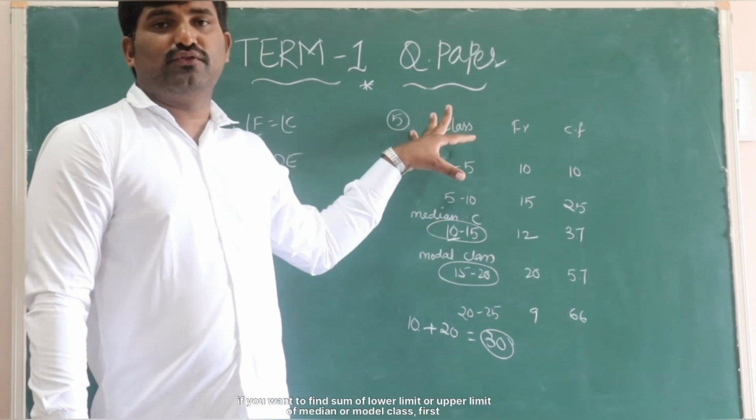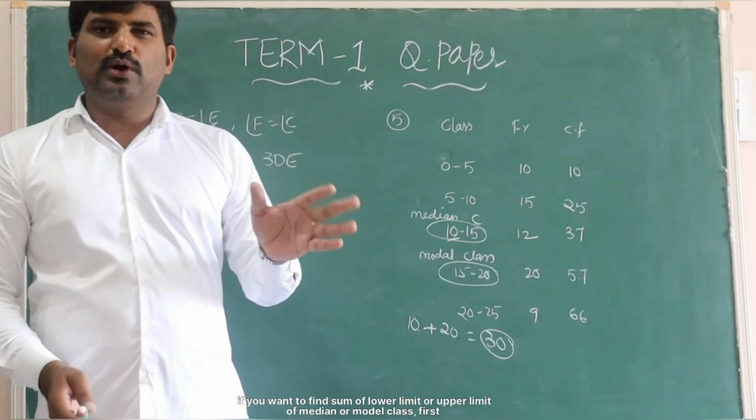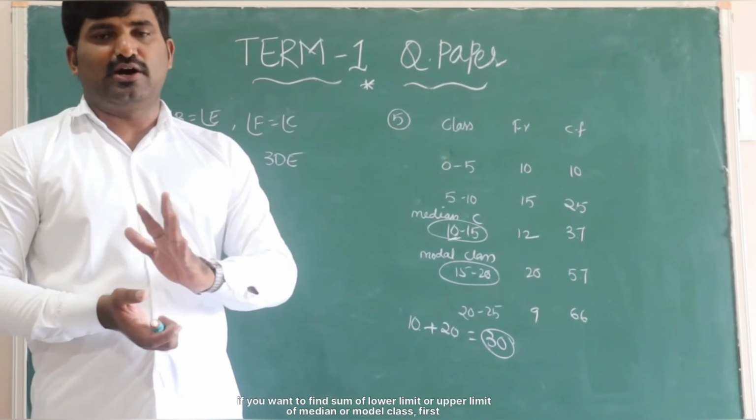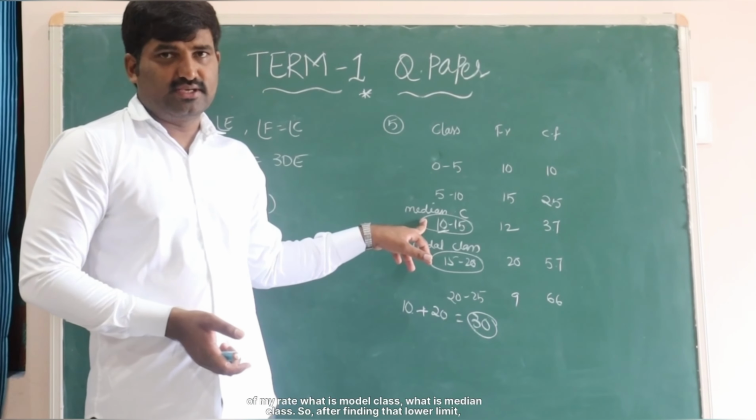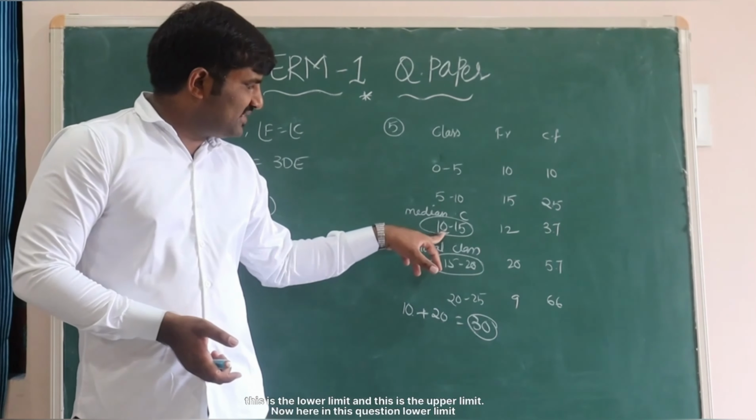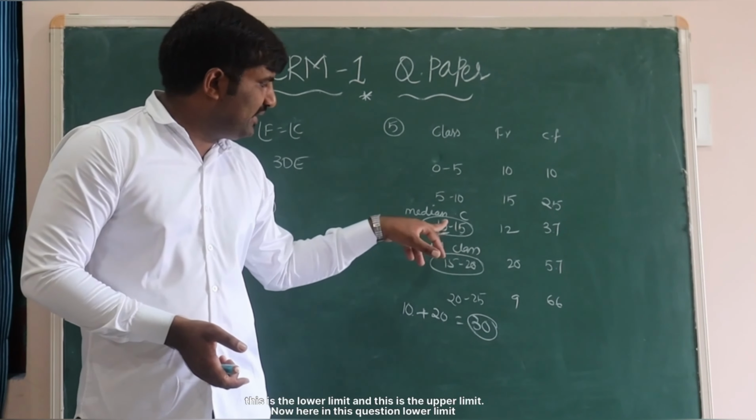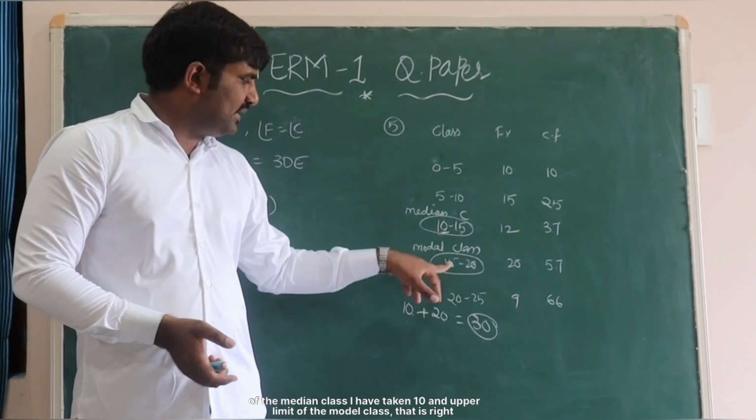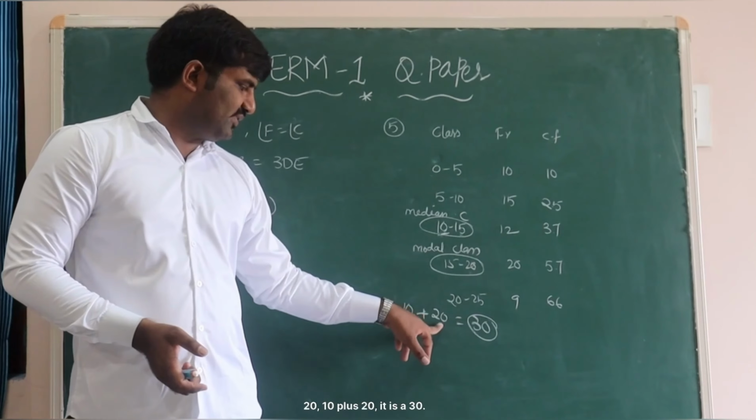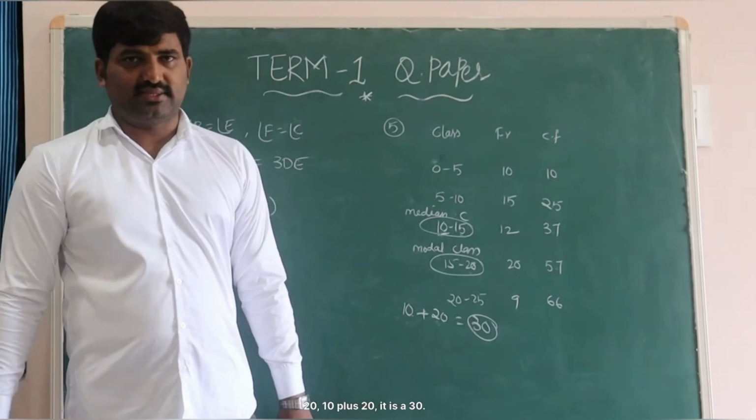Here, if you want to find the sum of lower limit or upper limit of the median or modal class, first find what is the modal class and what is the median class. After finding that, this is the lower limit and this is the upper limit. Now in this question, lower limit of the median class is asked. I have taken 10 and upper limit of the modal class, that's why 20. 10 plus 20, it's 30.